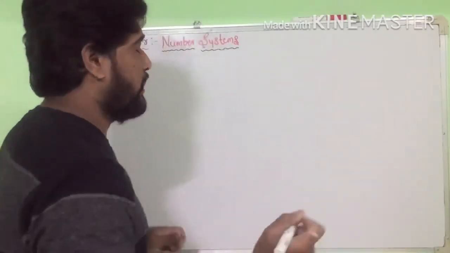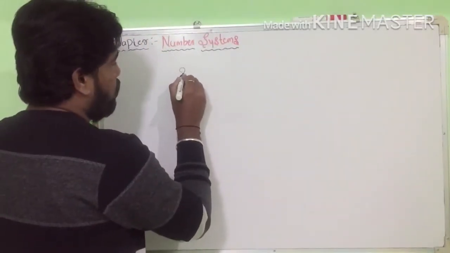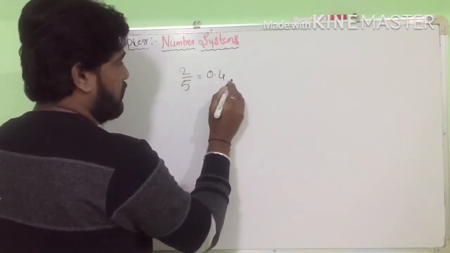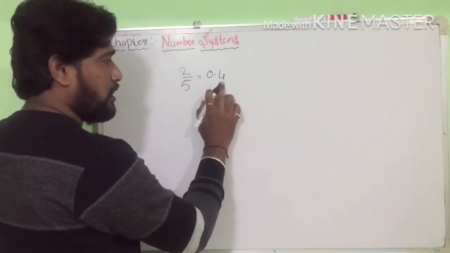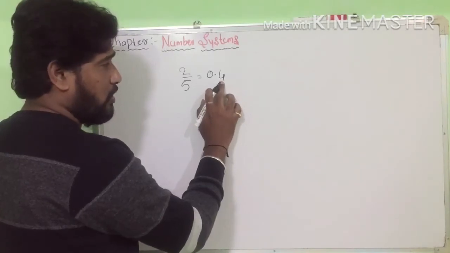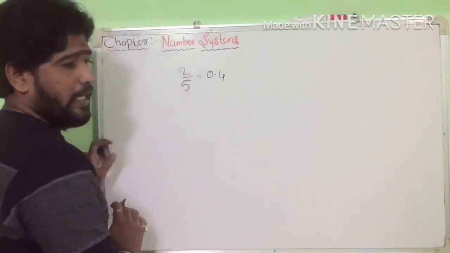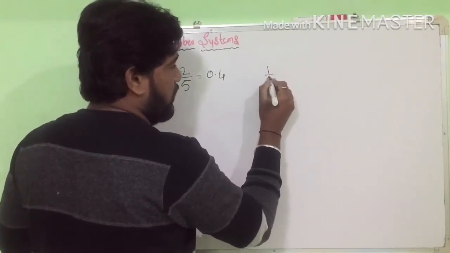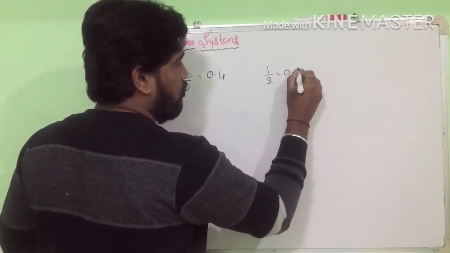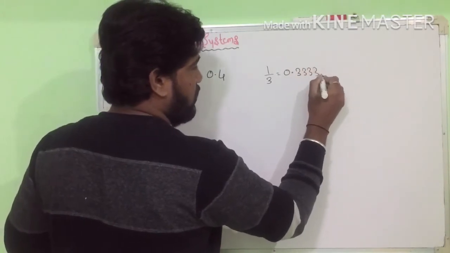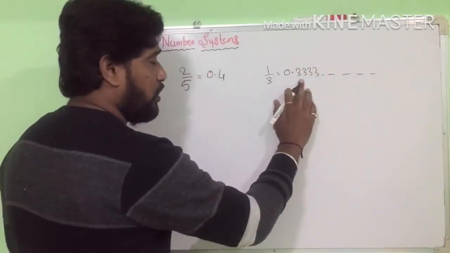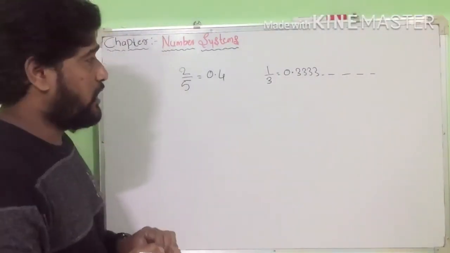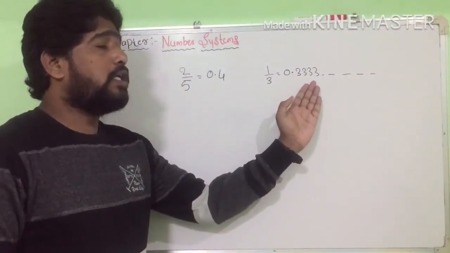So for example, 2 by 5 gives 0.4, right? This much only. So 4 is countable, there is only one term, so it is terminating. Is it clear? Another one, 1 by 3, which is 0.3333 and so on. So it is uncountable because it is infinity, so that's why it is non-terminating.